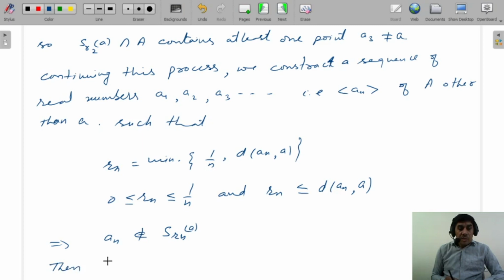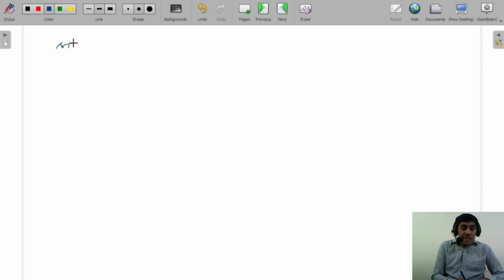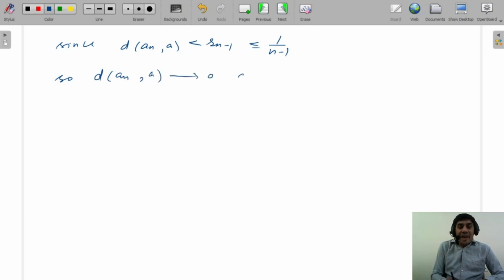Then the sphere centered at a with radius r_n intersect A contains at least one point a_(n+1) not equal to a. Since the distance between a_n and a is less than r_(n-1), which is less than or equal to 1 by (n-1). So the distance between a_n and a tends to 0 as n tends to infinity. This implies the sequence a_n converges to the point a.